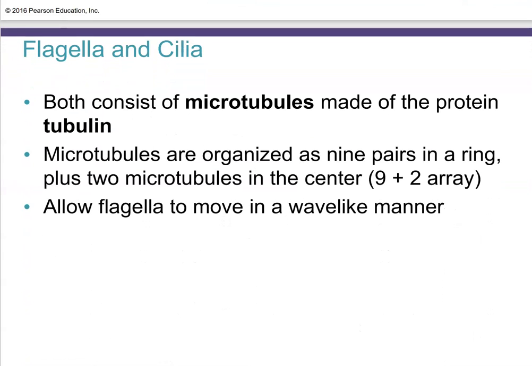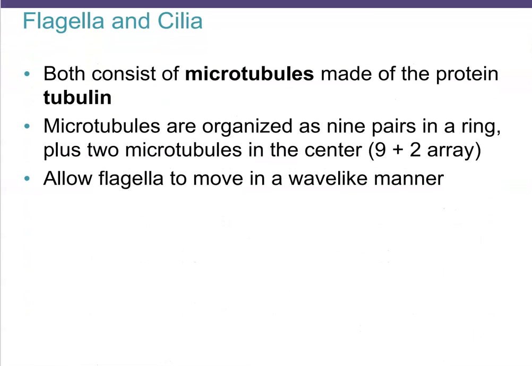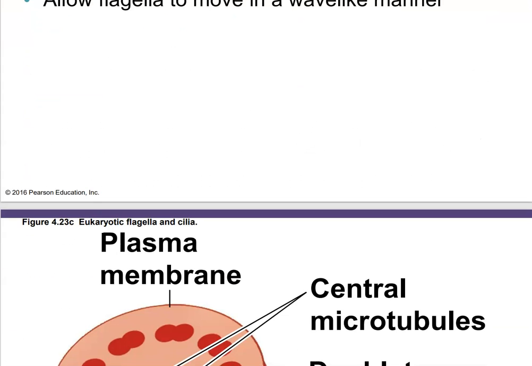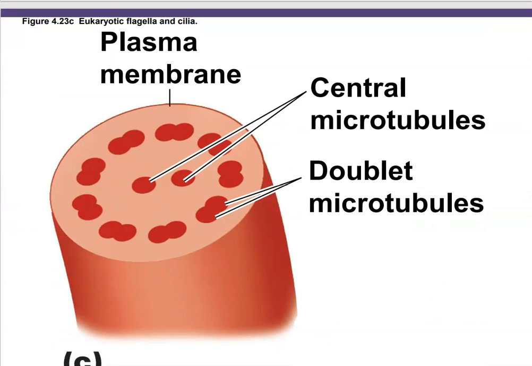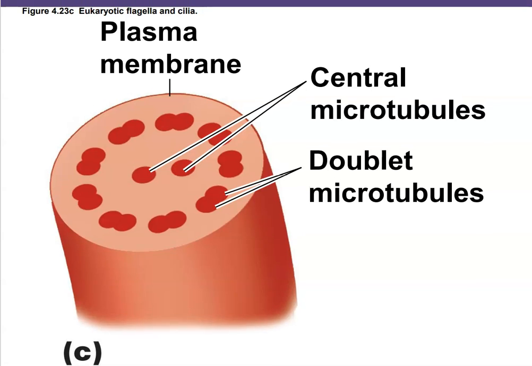So here, let's take a look at flagella and cilia, sort of what they're made up of. They consist of microtubules. They are made of the protein tubulin in an alternating fashion, and these microtubules are organized in 9 pairs in a ring plus 2. So a 9 plus 2 array, that's what we call that. That's the typical eukaryotic flagella and cilia arrangement. And then these flagella, they move in a wave-like manner to propel the cell. So here we see this typical 9 plus 2 arrangement.